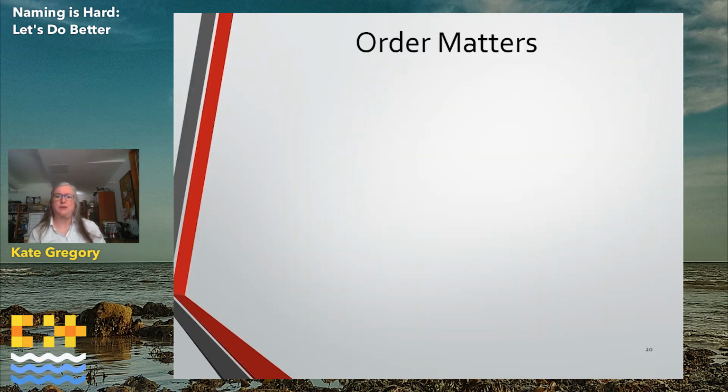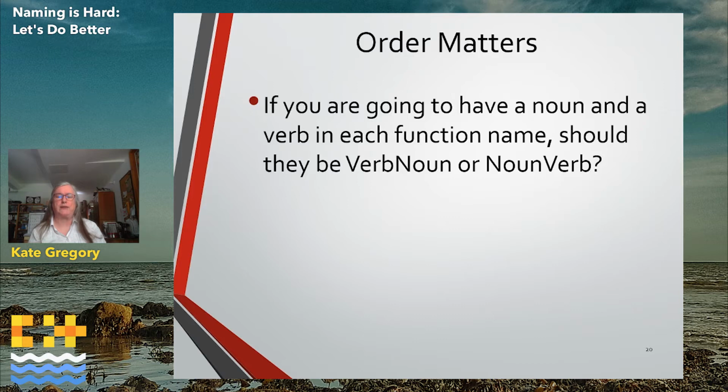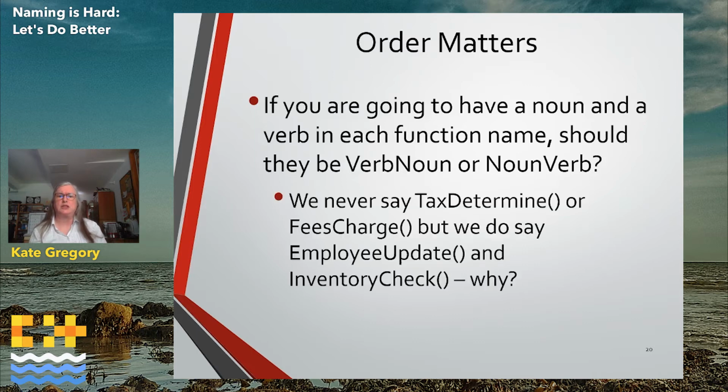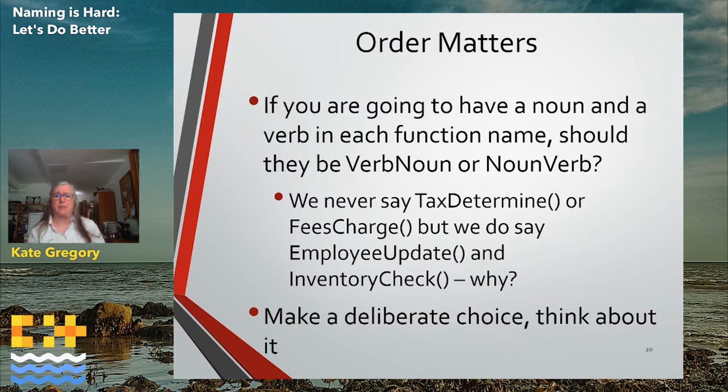And then when you're naming functions, think about the order of the words, right? You have a noun, you have a verb, but are you going to, in general, say verb noun or noun verb? Certain things feel kind of natural to us. Like I would never say tax determine, as you can tell. I would say determine tax. I would say charge fees, not fees charged, but I do say employee update. I do say inventory check. And it's worth asking yourself why and just thinking about it.